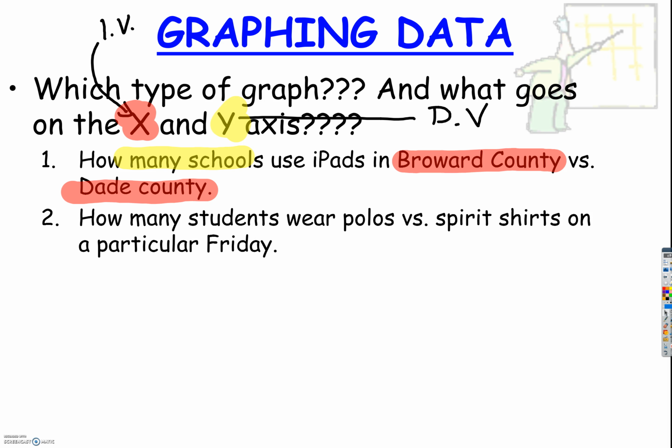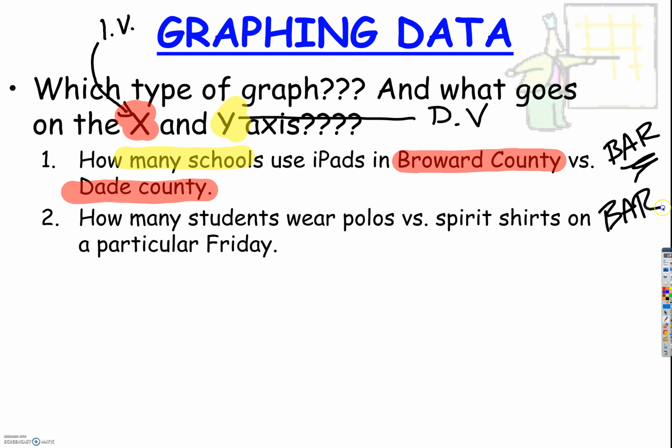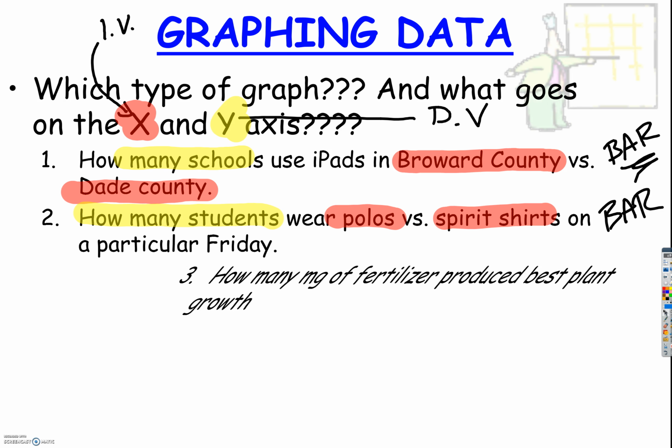All right. Oh, and by the way, bar graph or line graph on that first one? Bar graph, right? Broward and Dade are not numbers. How about this one? I already told you the answer. Polos versus spirit shirts on a Friday, bar or line? This would also be a bar graph. Which thing should go on the x-axis? The number of students or the type of shirt? Good. Type of shirt would be your x-axis, and then the data you collect, the number of students, would be your y-axis.